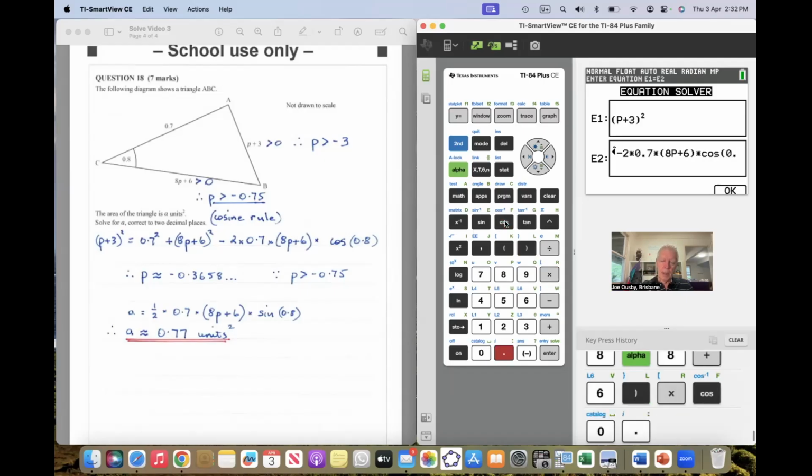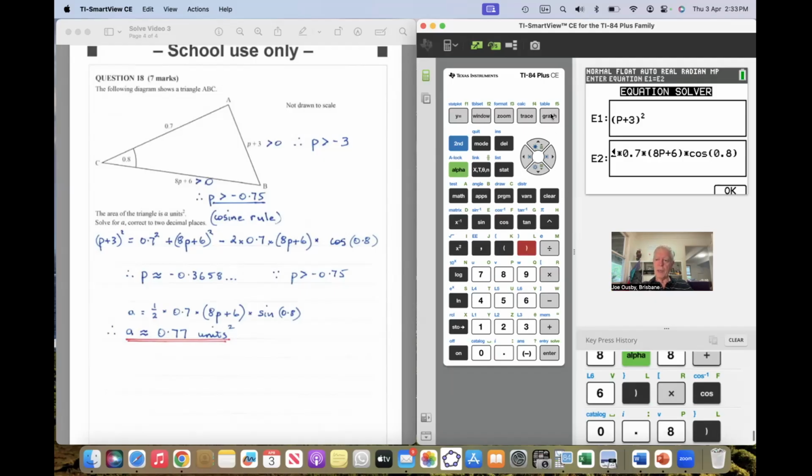0.8. Now, calculator's in radian mode. Every time you're doing trigonometry in this, check what mode you're in. Most of the time you'll be in radian mode anyway, because a lot of the function work you do will be in radians. In fact, all of the function work you do will be in radians. However, yeah, always check.